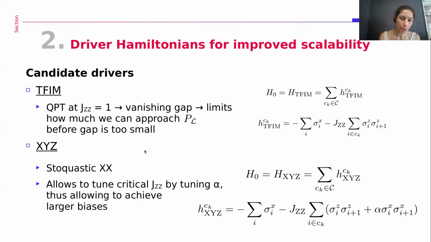What can we do to try to go around this for a bit? We can introduce some additional XX terms, stochastic in this case, and end up with an XYZ model that looks like this. And we're just going to consider these XX terms to be alpha times the JZZ. And this allows us to play a bit around with the size of the gap that we had before, because we can tune this critical JZZ, and thus achieve larger biases for the same gap.